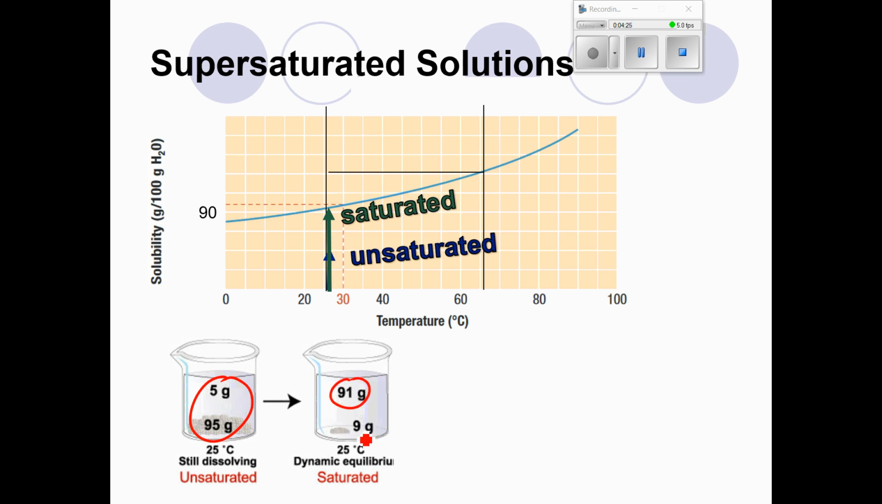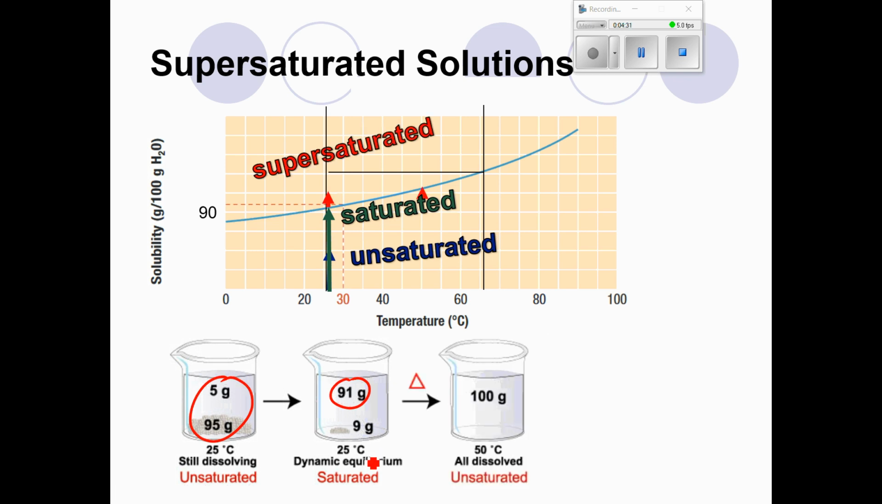The rest stays at the bottom. But what can we do to dissolve the rest? We can heat up the sample. So if you heat it up a little bit, you can dissolve this extra little bit here. So you see this, it's soluble at a higher temperature. If you dissolve this, and you slowly cool the solution.